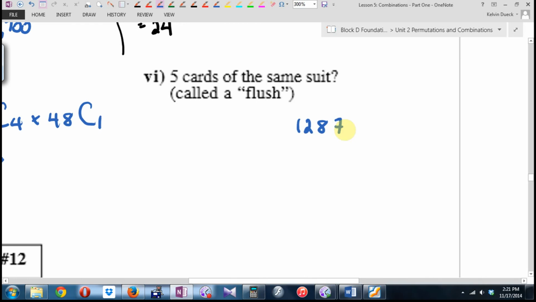What else could I have gotten instead of diamonds? Or clubs. Or, don't write this down, spades. Or hearts. Can you think of a shorter way to add 1,287 4 times?